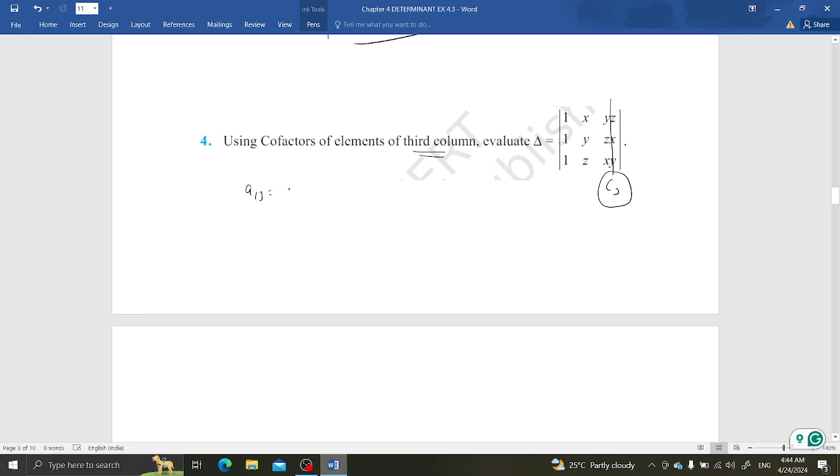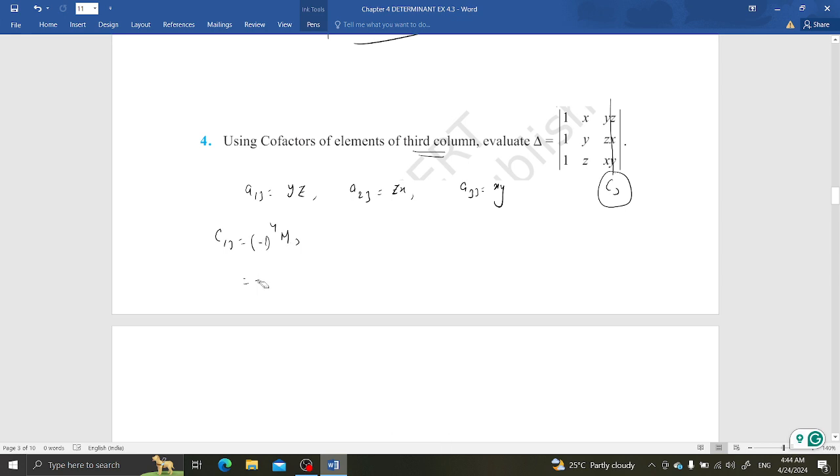That is first row, third column, YZ element. Okay, and A23 position, ZX element. A33 position, XY element. Okay, now observe that C13. What is C13? C13 is actually minus 1 to the power 4 M13, minus 1 to the power 4.